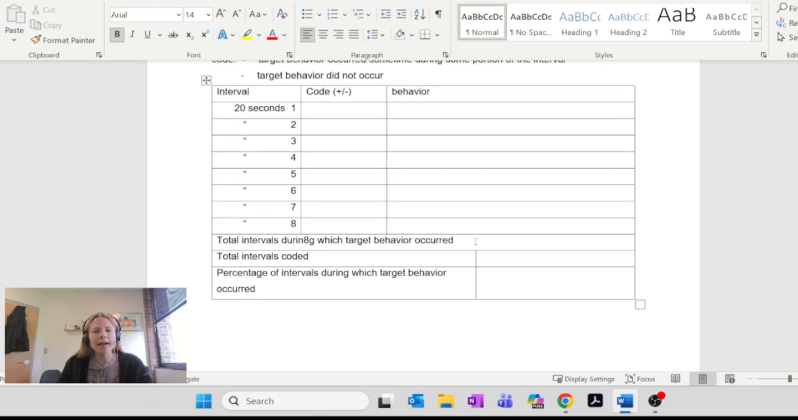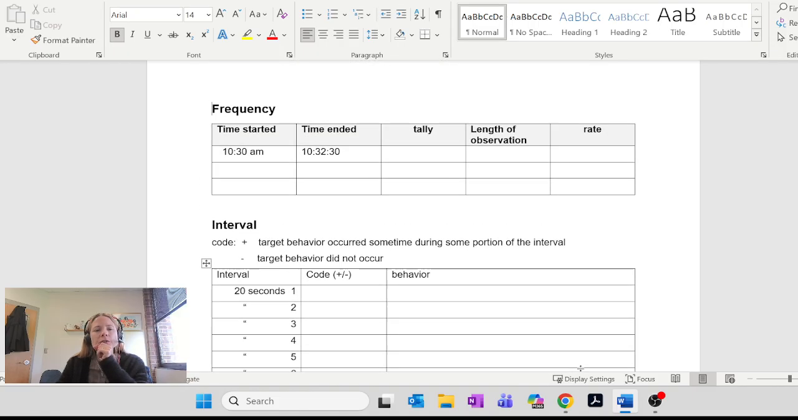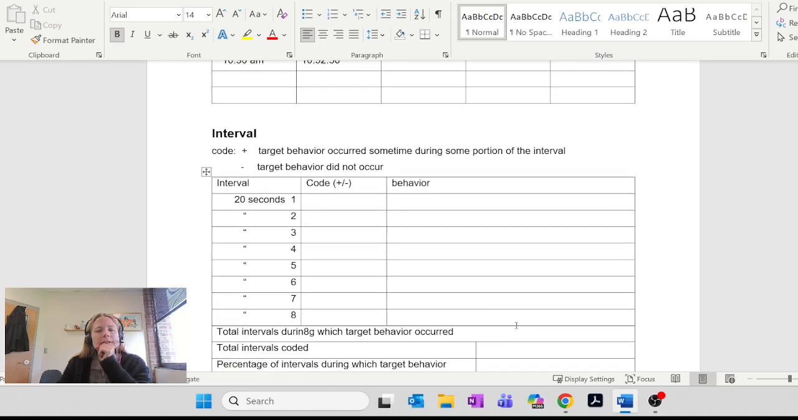And what you're going to do is add up all the behaviors and divide them, right? And you're going to get your percentage there. Okay, so your total number of intervals coded divided by the intervals. So say she did the behavior twice. I had 8 intervals, right? 8 beeps. So you would do 2 divided by 8, and that would give you your interval rate. Okay, so you're going to look for 2 rates here. You're going to look for frequency and interval.